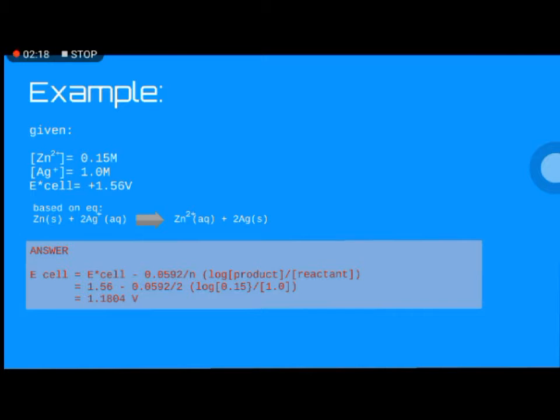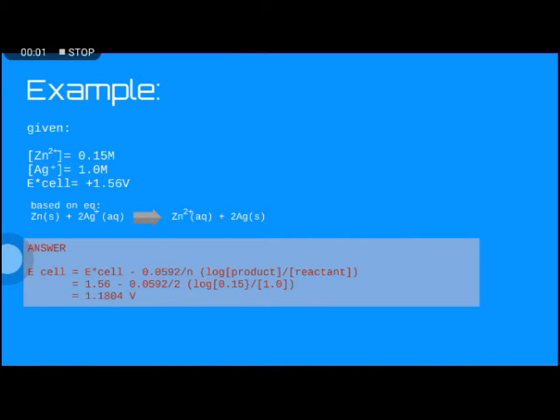n stands for the moving electron. How are we going to know? Just look at the charge of zinc, 2+. So that means there are 2 moving electrons in this galvanic cell. Just substitute. Standard cell potential is 1.56 and n is equal to 2. The product based on the equation is zinc 2+, 0.5, and the reactant is 1.0. And then you get the answer for the cell potential of the galvanic cell.